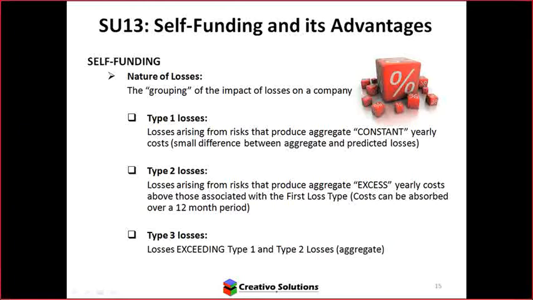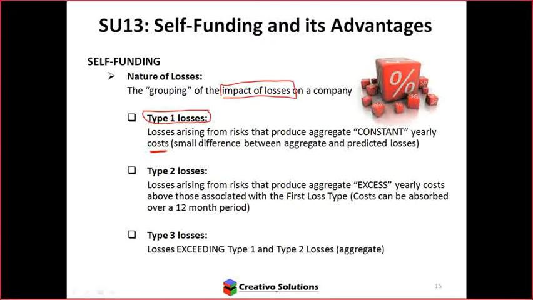When looking at self-funding, these are the different groups that classify losses: the impact of the losses on the company. Type 1 losses: losses arising from risks that produce aggregate, constant yearly small differences between the aggregate and predicted. Are we looking at this as predictable or unpredictable? Predictable. These are things that we know are going to occur within the business.